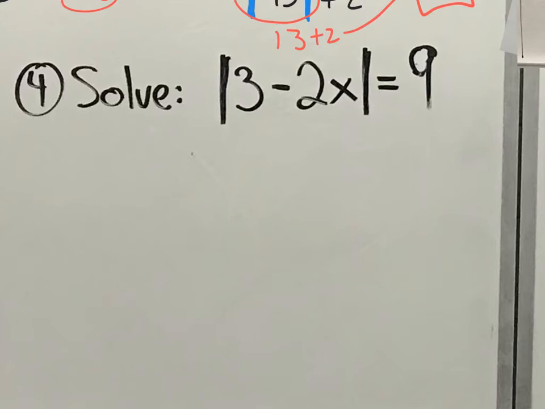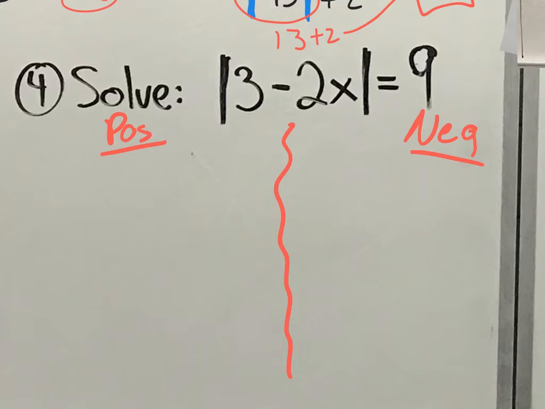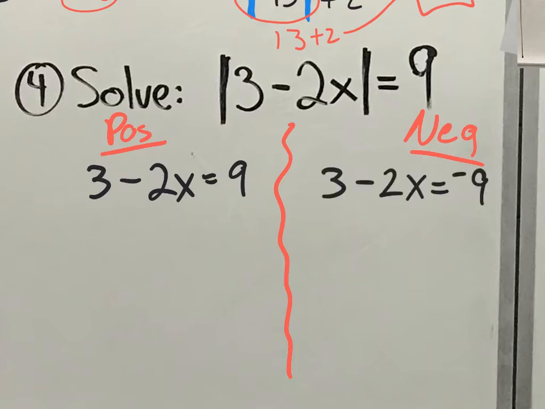Again, we're going to set up the positive and negative situation. The positive situation is writing it exactly the way it is without the absolute values. And the negative situation is going to be the same exact thing, but what are we going to do to the 9? Make it a negative 9. And that's the setup. After that, you just solve each of them.